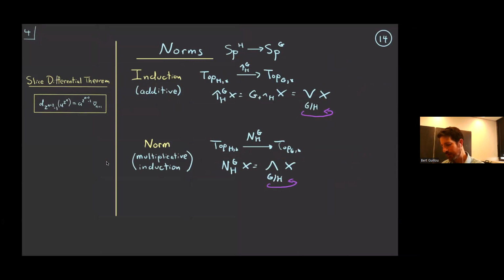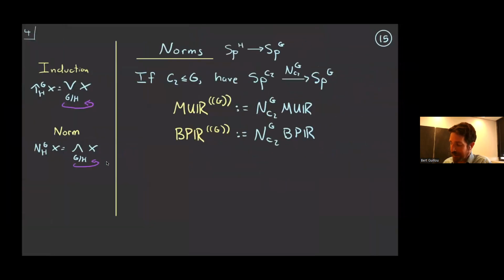So this was first defined by Greenlees and May in the 90s, and then really made heavy use of by Hill, Hopkins, and Ravenel, again, in their Kervaire work. Okay, and so this is a way of taking a spectrum or space for a small subgroup and producing one for a larger group. And in particular, this is important in the cases of MU and BP.